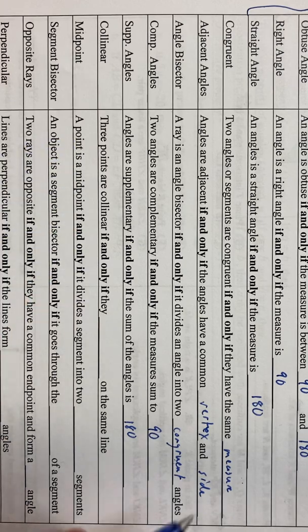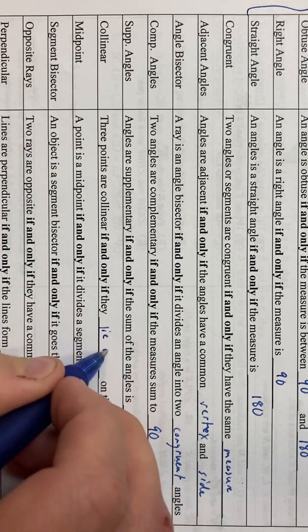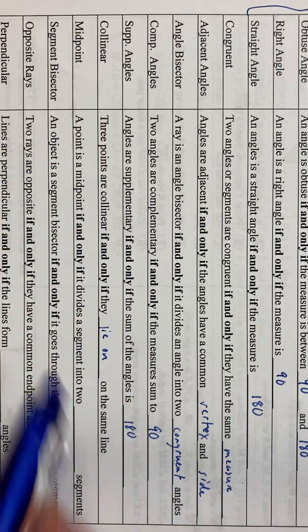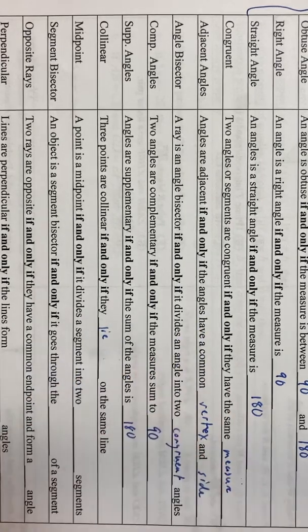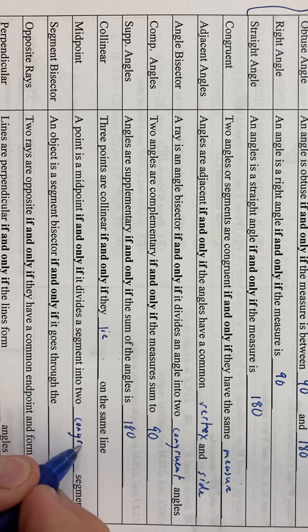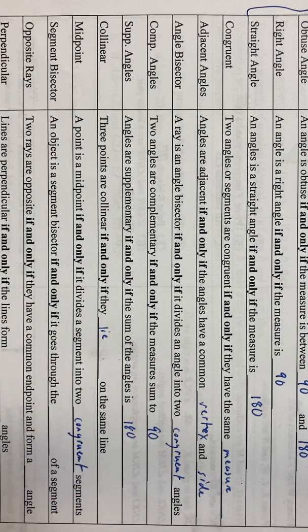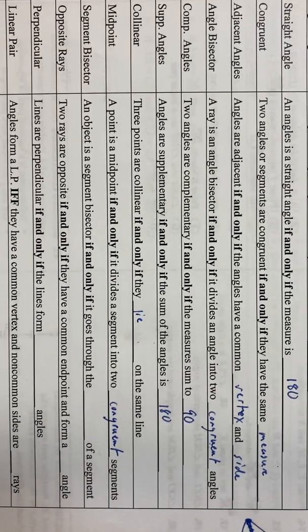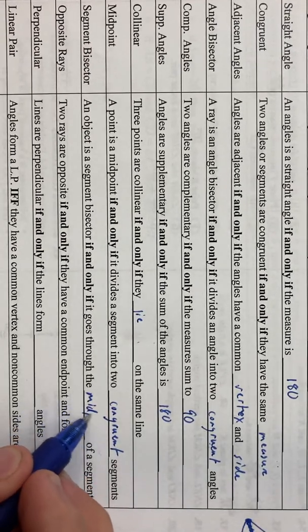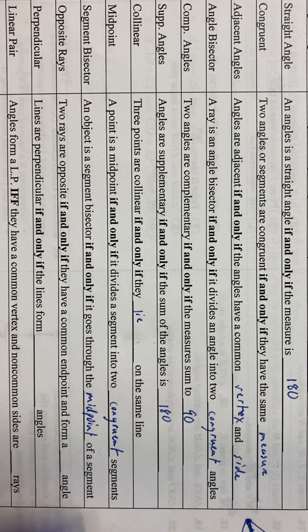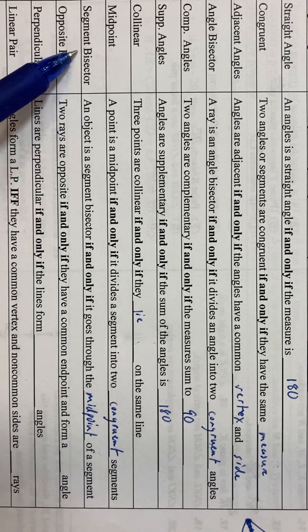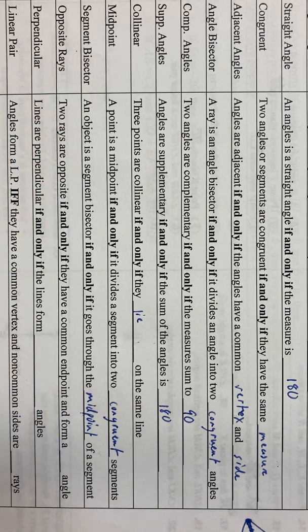Collinear, points that lie on the same plane. A midpoint, it divides a segment into two congruent segments. Segment bisector goes through a midpoint. And once again, you can see we're using this word to make a new word. Now that we know what midpoint is, I can use it.